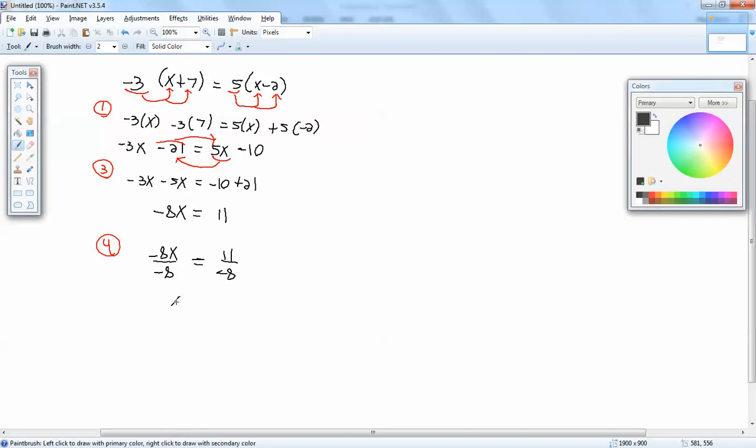Now the negative 8's cancel on the left side, and we get x equals negative 11/8. Doesn't matter where you put the negative. You can leave it on the bottom, you can put it up on top, or even out in front. But that's our answer.